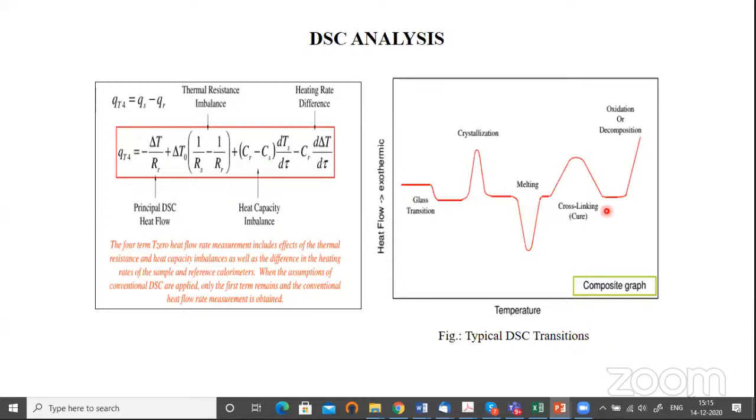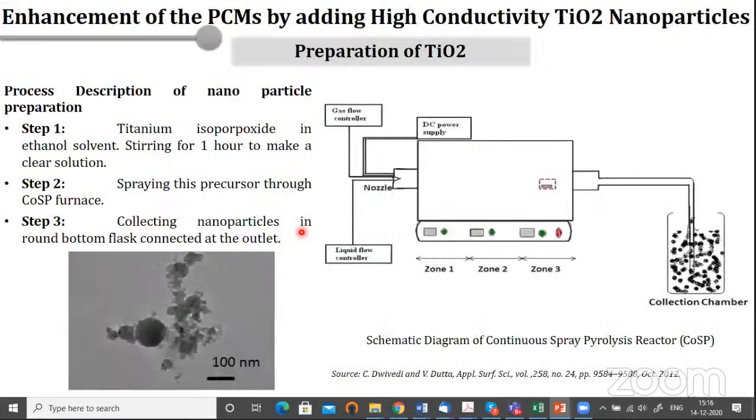Similarly, when you have to solidify, again it has to go through this crystallization and then come back to the glass transition temperature. So basically I want to say that this is the entire cycle through which this PCM based material goes when you are providing heat to that particular sample to find out its heat storage capacity or the specific heat of that particular material.